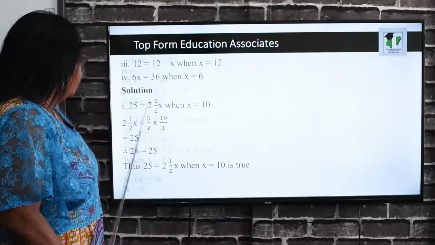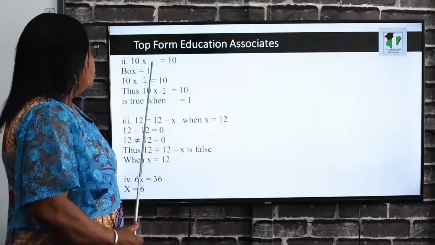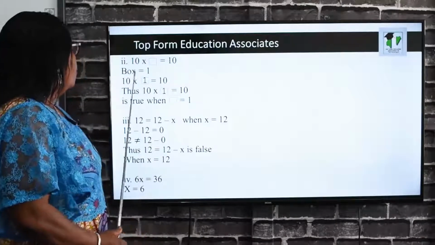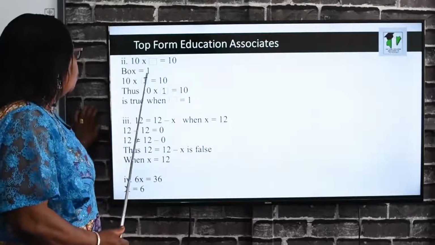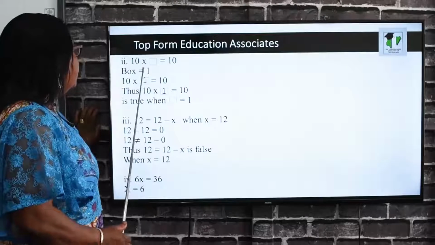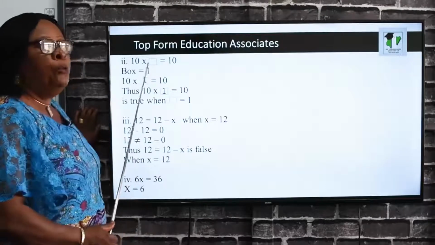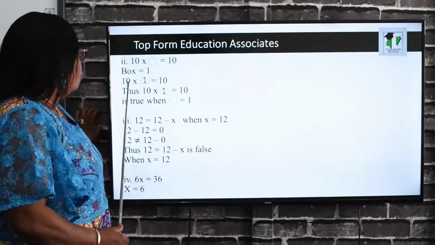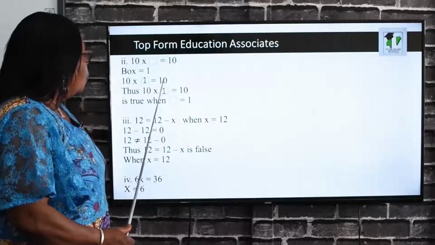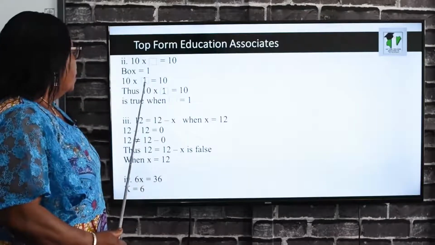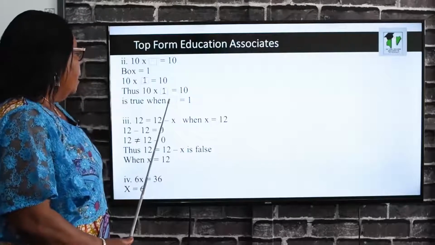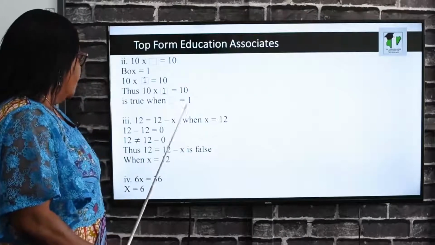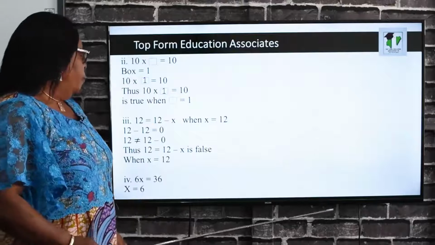Example 2. 10 times box equals 10, when the empty box is equal to 1. So what it means is in this empty box, we put 1. So 10 times 1 is equal to 10. Thus, 10 times 1 equals 10 is true when the empty box is 1. Example 3.